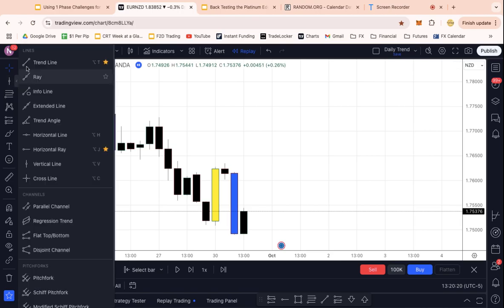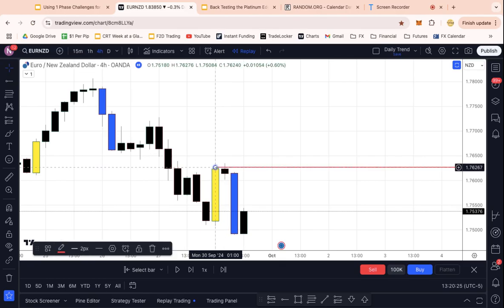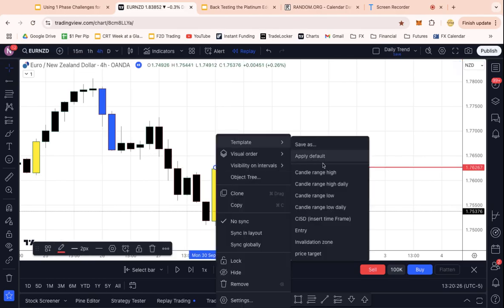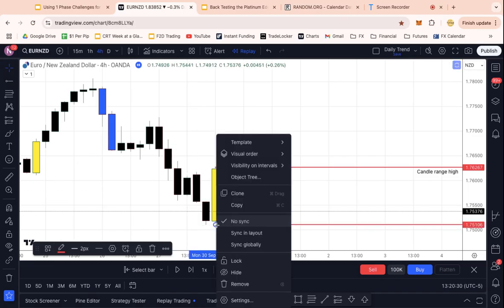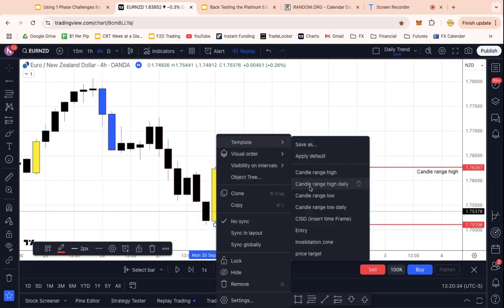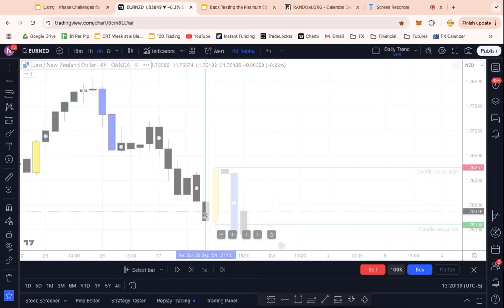So, here is the high. Here is the low. If I'd have gone back a little more, I would have caught this, but such is life. All right, counter range low. I'm going to go back a little bit just so you can see it in action.